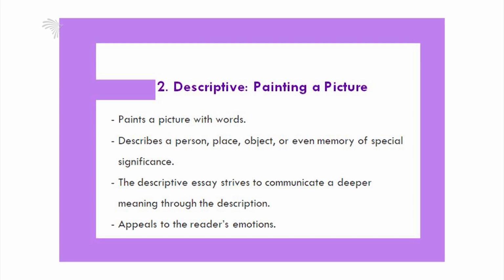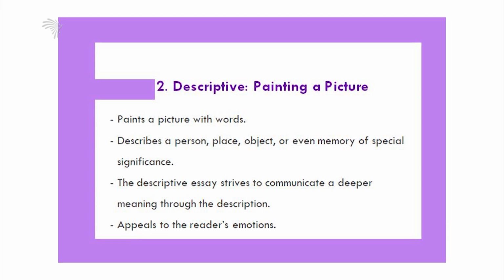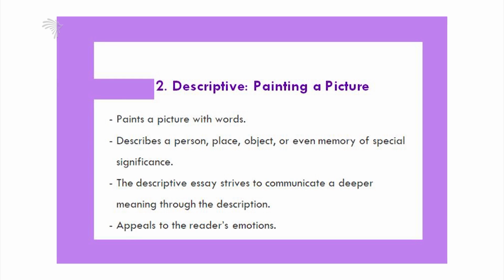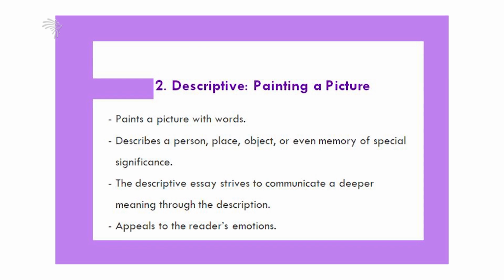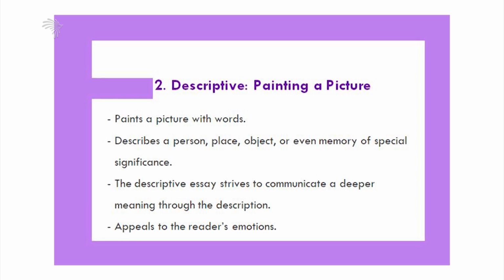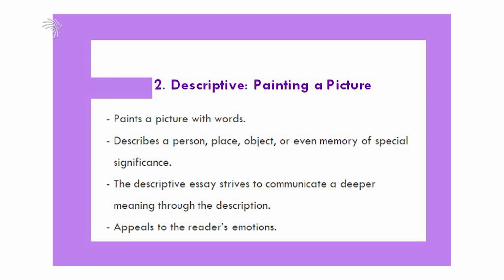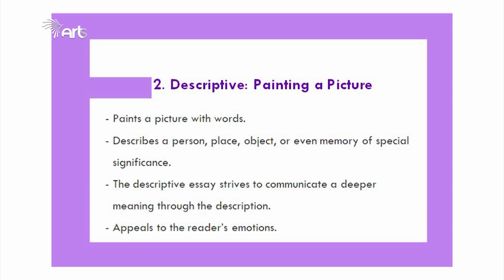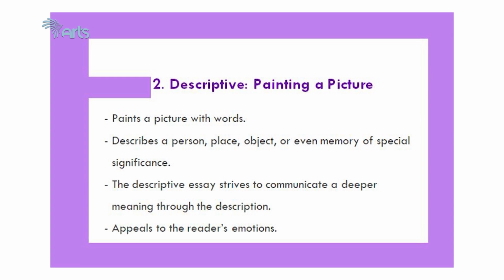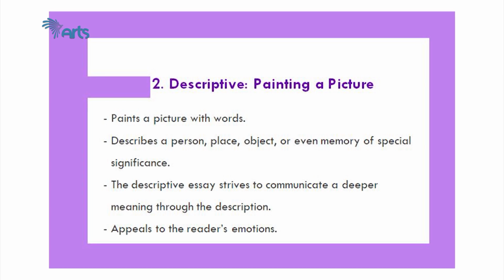Now descriptive or painting a picture is a closer type of narrative writing, but descriptive writing is that you get to have a vivid picture of what is being talked about in the writing. You try to paint a picture in your brain while you read. The words mostly describe people, places, and objects. Now in a descriptive essay, it tries to communicate a deeper meaning.